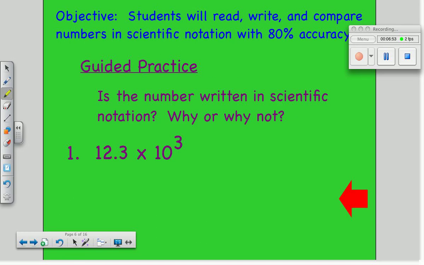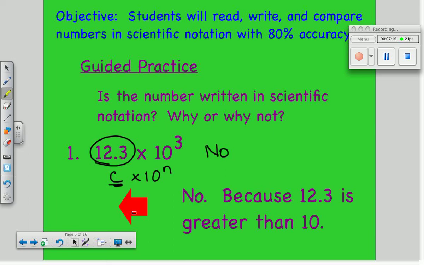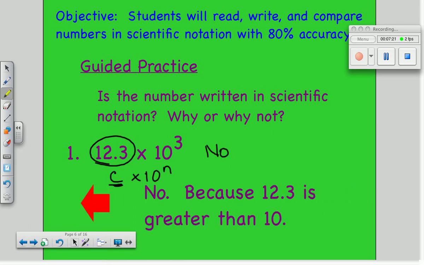So remember, our form is C times 10 to the power of N, right? This is how we have to write it. And this number here has to be 1 or more than 1, but less than 10. So if you look at this number, is it less than 10? No, it is not. So no. And why not? Because 12 3/10 is more than 10. And it has to be less than 10. That's the rule for scientific notation. It's a rule, and you got to follow the rule.